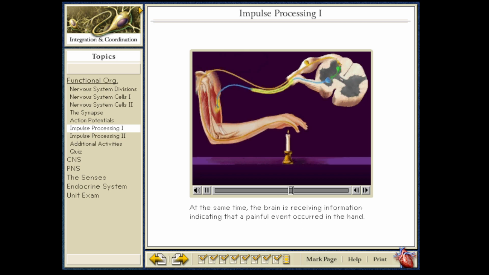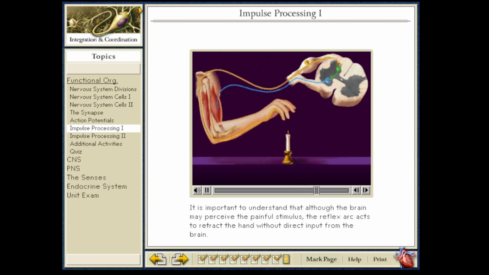At the same time, the brain is receiving information indicating that a painful event occurred in the hand. It is important to understand that although the brain may perceive the painful stimulus, the reflex arc acts to retract the hand without direct input from the brain.